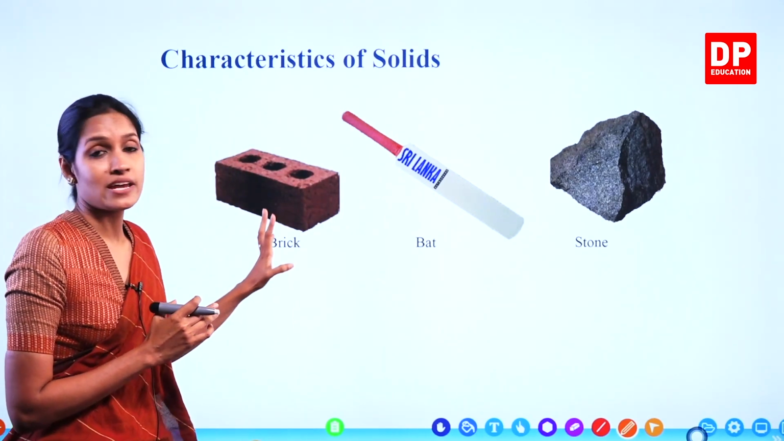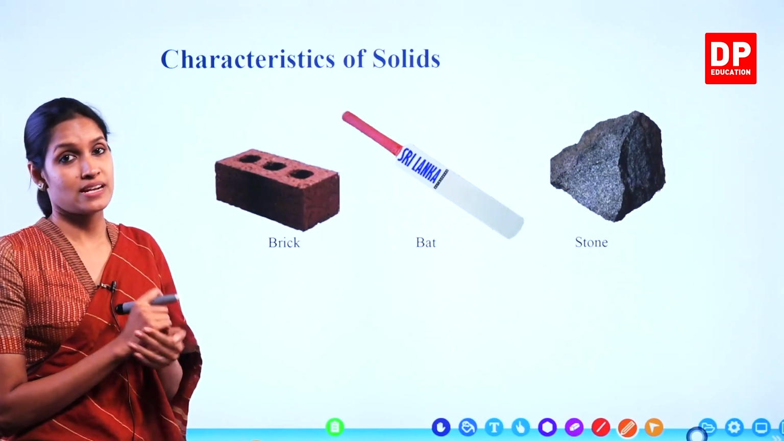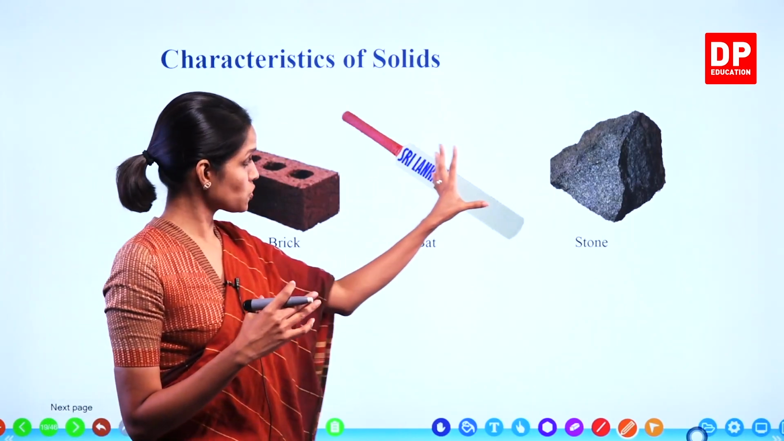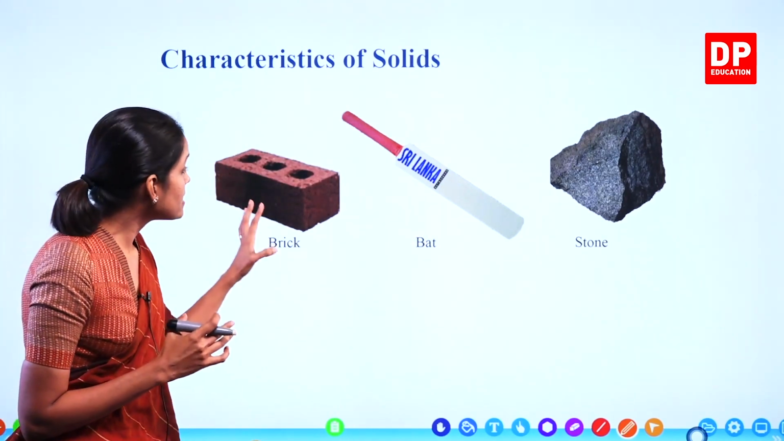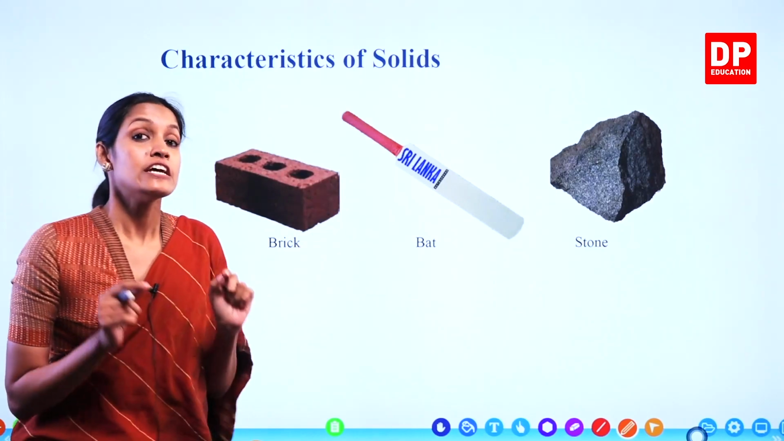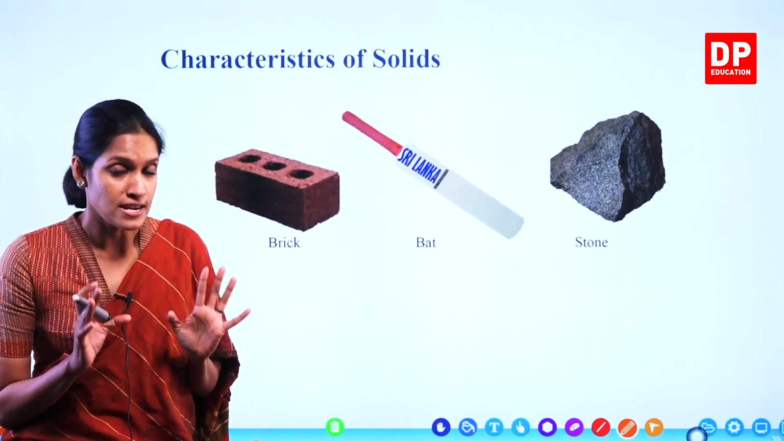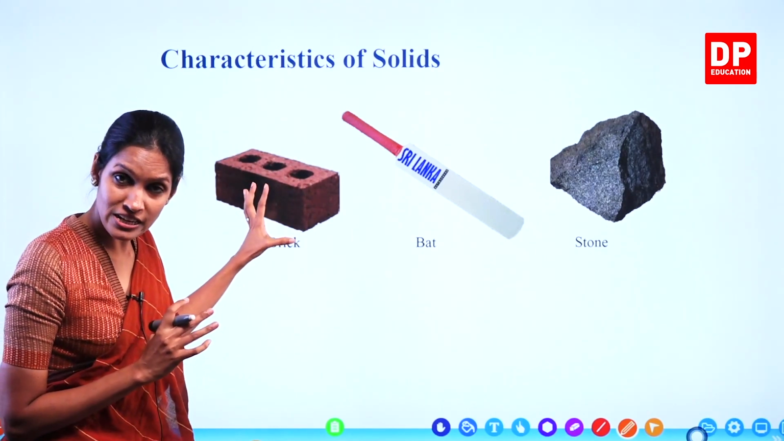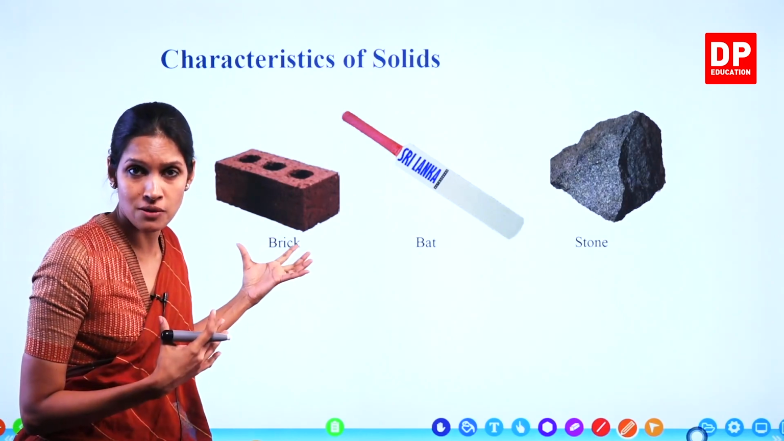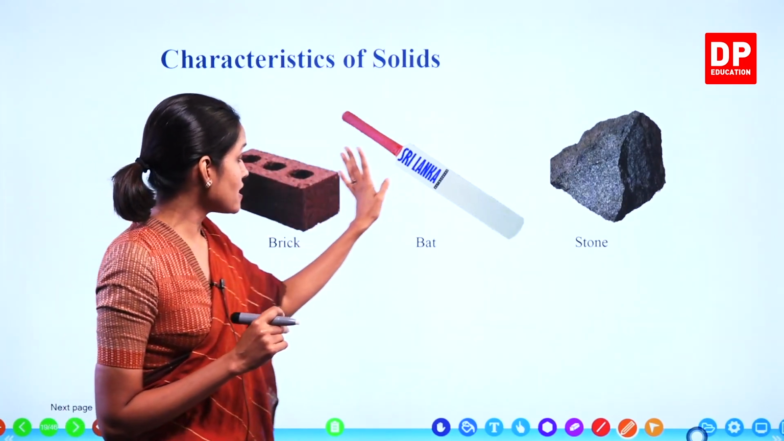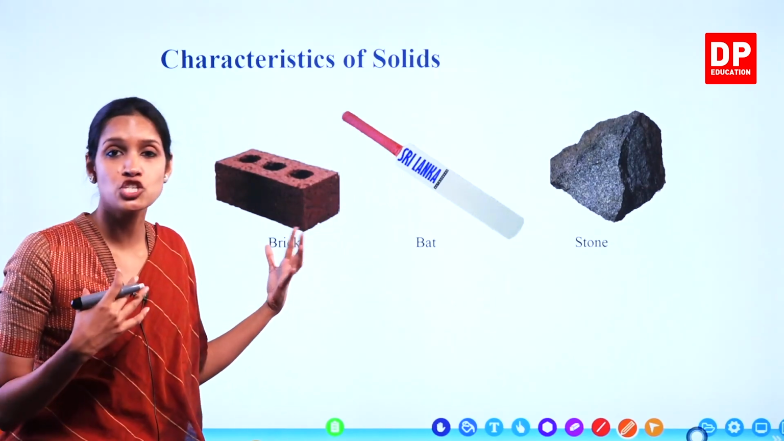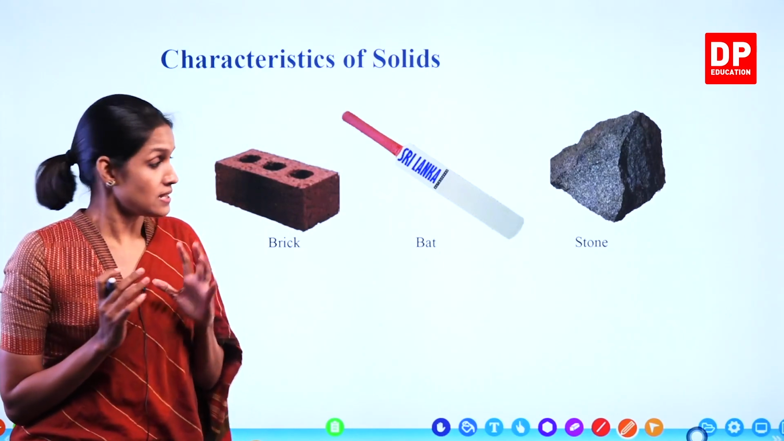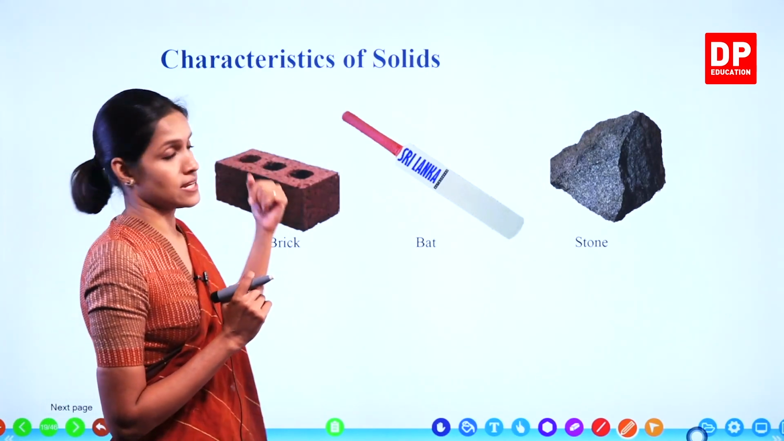But remember, with an external force, we can break the brick. That is a different thing. But brick doesn't change its shape. Or bat and stones as well. Understand? That is because they have a definite shape. That is why we can feel it's hard. We can touch their corners and feel it because they have a specific shape. Right? So brick, bat and stone, they have a definite shape. So every solid has a definite shape and this is a special characteristic of solids.